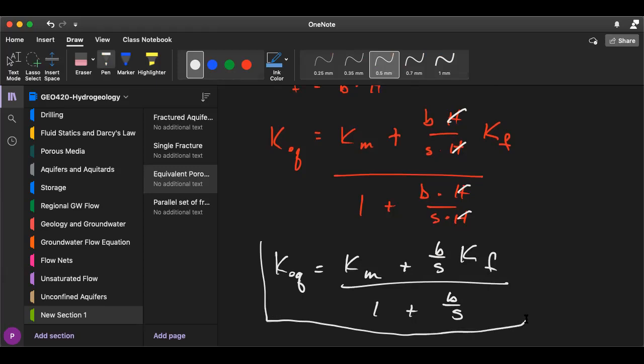And this is the equivalent hydraulic conductivity as if we were considering this fracture network to be a porous media. So we need to know the aperture and we need to know the spacing. We need to calculate the hydraulic conductivity of a fracture, which we know how to do. So we need these three things to calculate the equivalent hydraulic conductivity, and we need to know the hydraulic conductivity of the matrix.